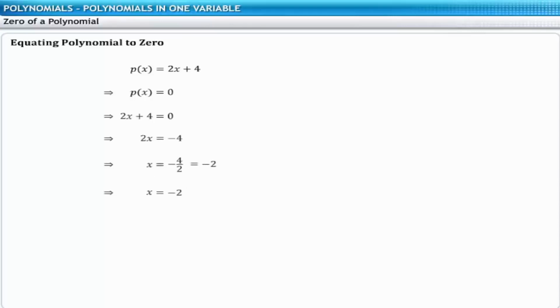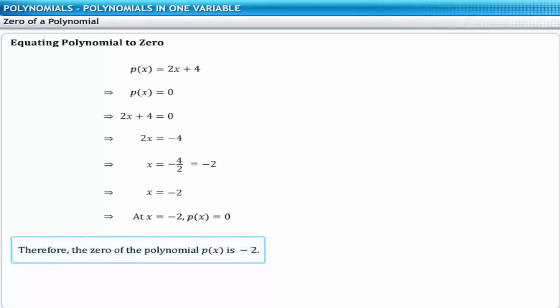x is equal to -2. This indicates that the value of P of x is equal to 0 if x is equal to -2. Therefore, -2 is the 0 of polynomial P of x. Thus, you can obtain the 0 of a polynomial by equating it to 0.